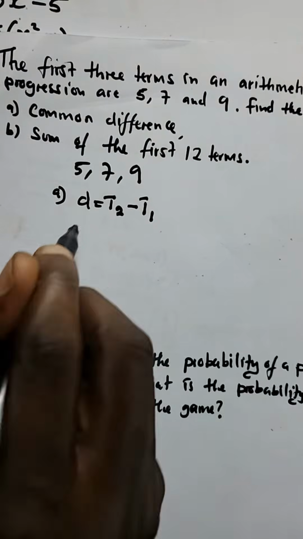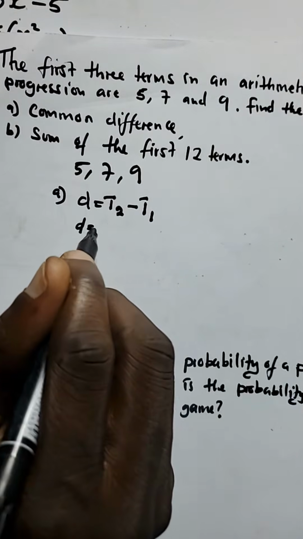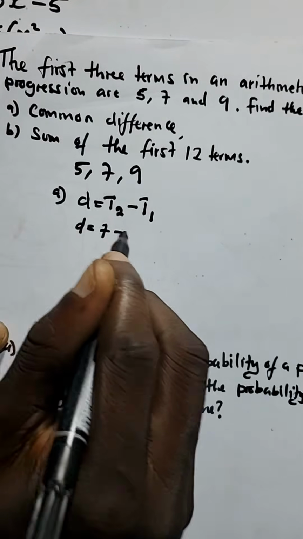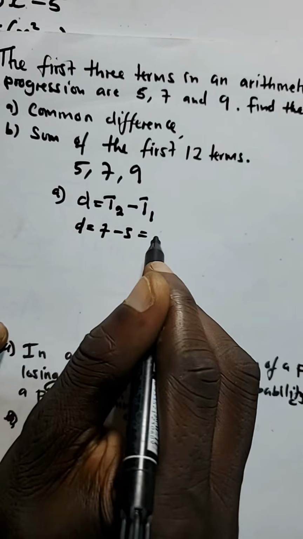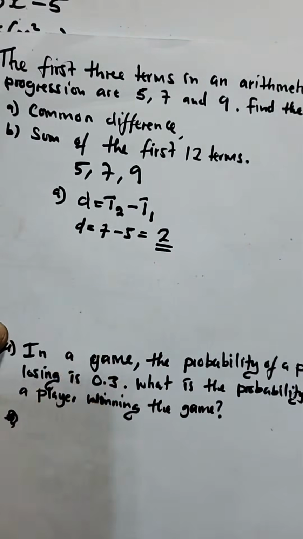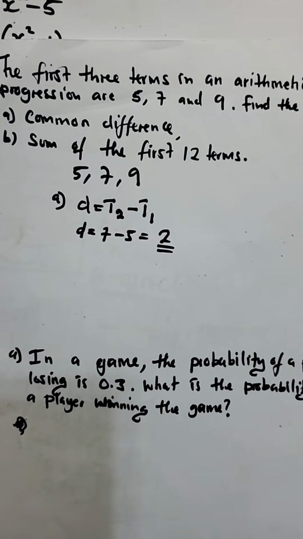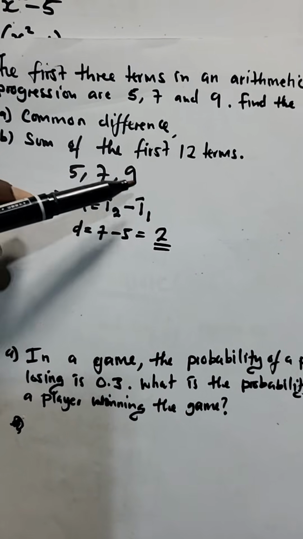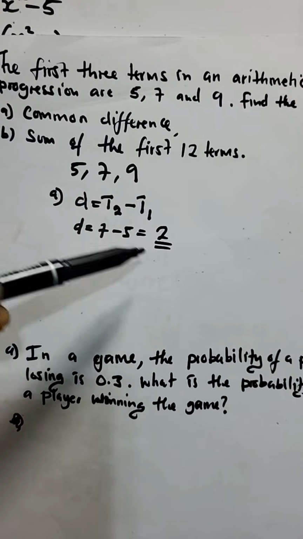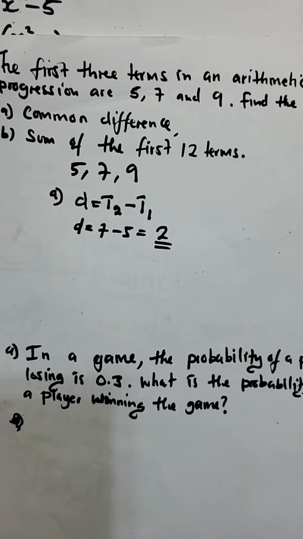So here it's going to be D is equal to T2, which is 7, so 7 minus 5, which is 2, so the common difference is 2. You can also use 9 and 7. 9 minus 7 is 2. Okay, let's go to question B.